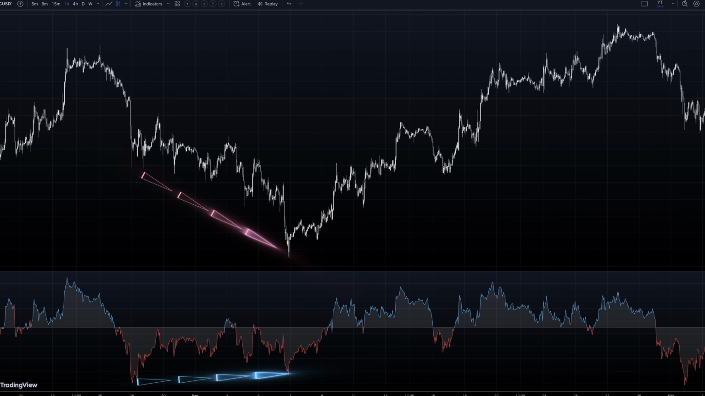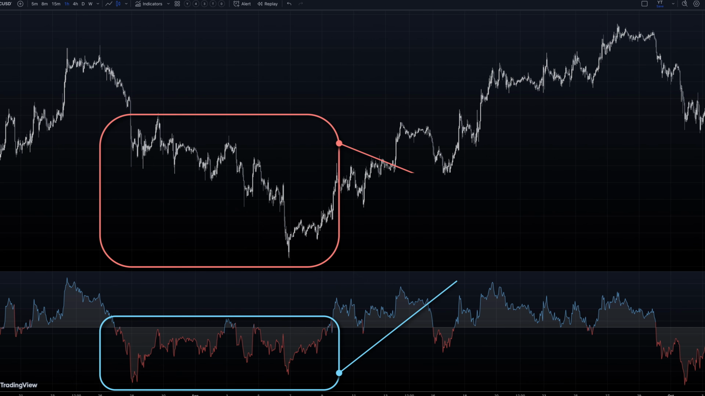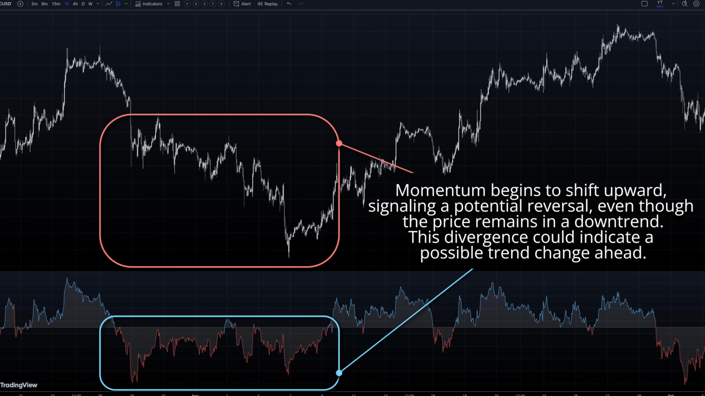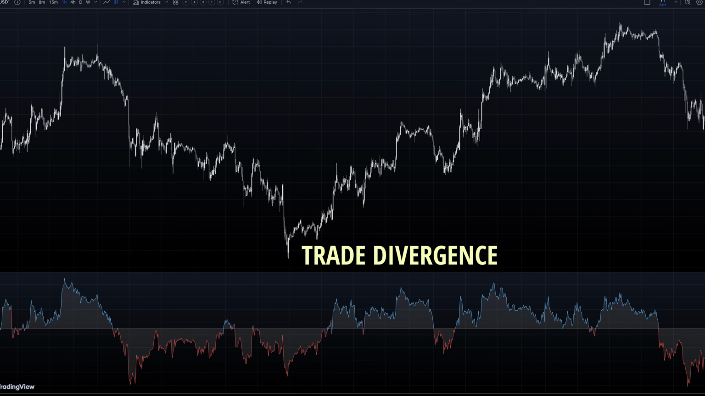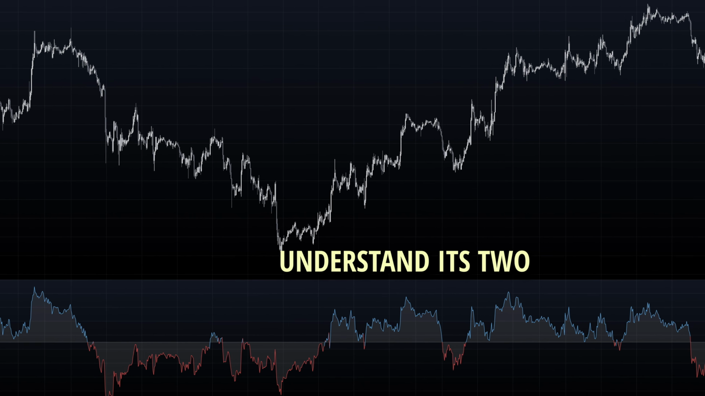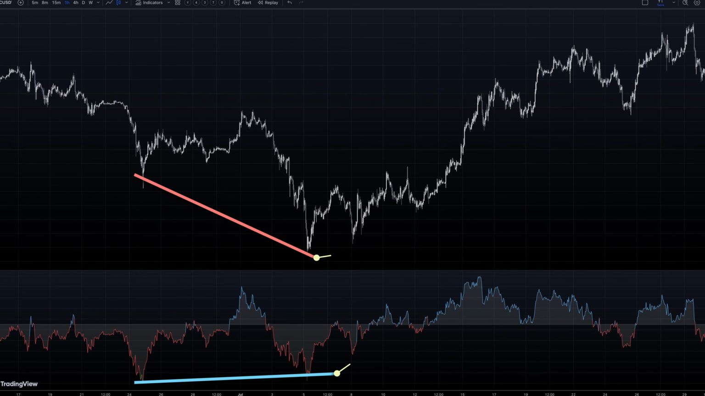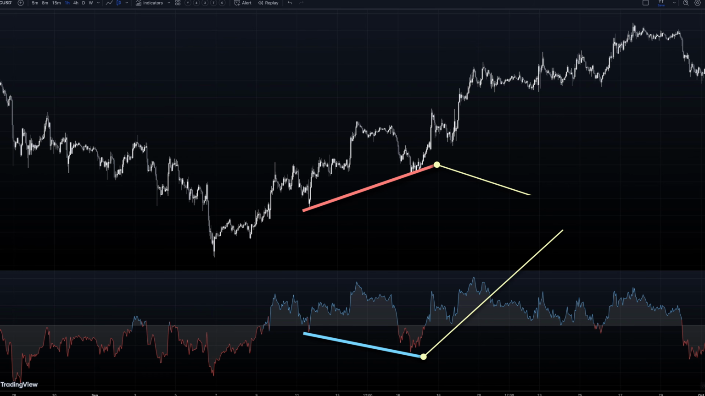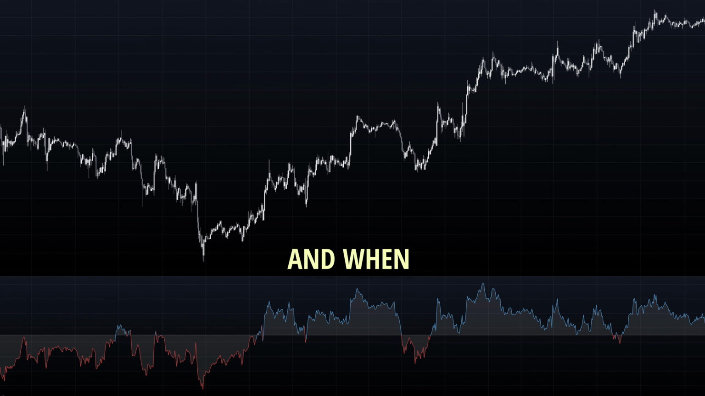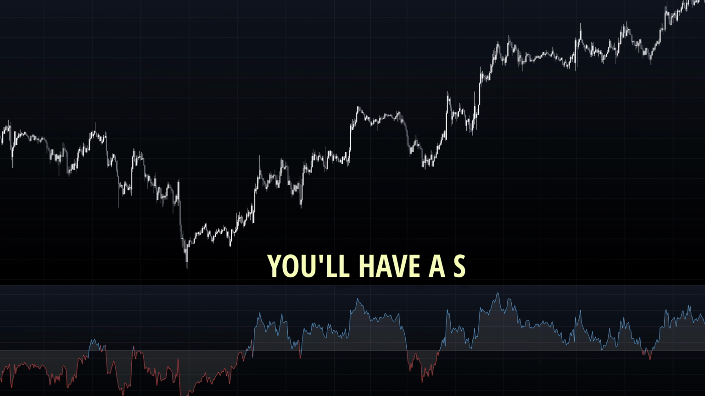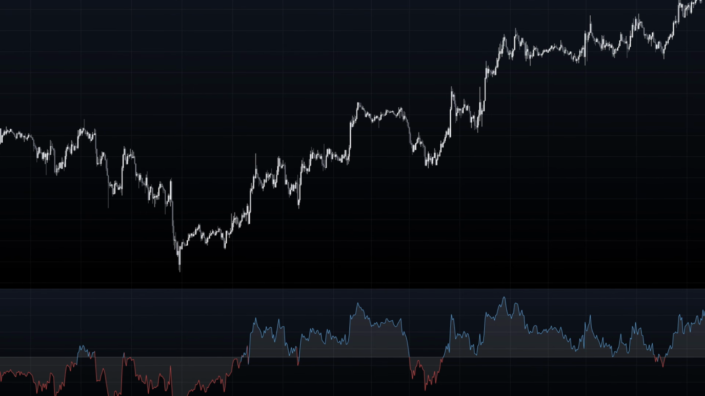Divergence happens when the price of an asset moves differently from a technical indicator. It's like a disagreement between price and momentum, and this difference can often signal trading opportunities. To trade divergence successfully, you need to understand its two main types. Regular divergence usually means a market reversal might happen, while hidden divergence often suggests the current trend will continue. Once you know how to spot these patterns and when they are most likely to work, you'll have a strong tool for navigating the market.